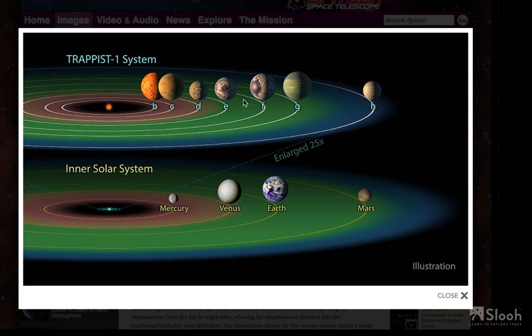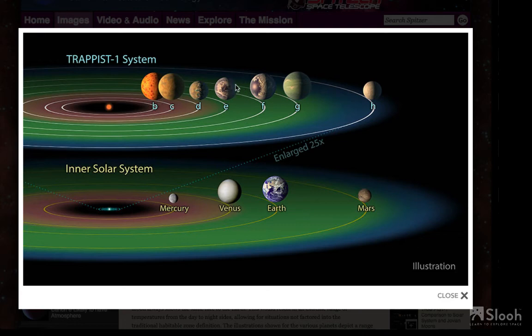So these tidally locked planets have what we call the terminator line, where there's a line between the sunshine on one side and the dark on the other. And this is actually potentially the safest place for life to live, near the terminator line, where it's kind of like the twilight area. So it's not super hot and it's not super cold.